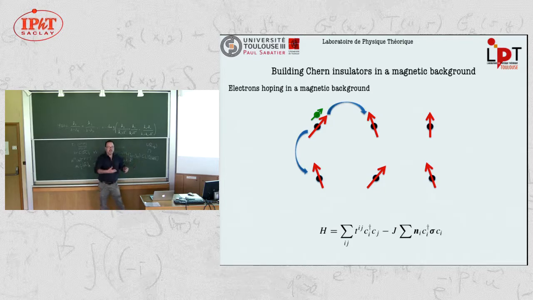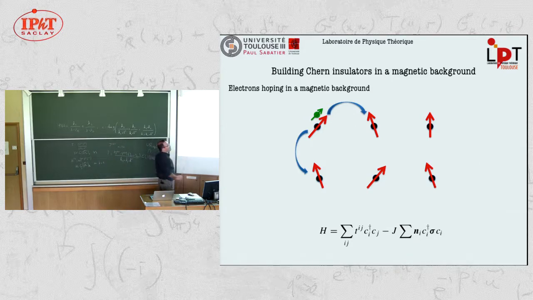And then you throw in electrons. So this green sphere with a small arrow represents an electron with a charge and a spin. And well, the electrons hop. They hop from one site to the other, and they don't interact among themselves. Let's start simple.